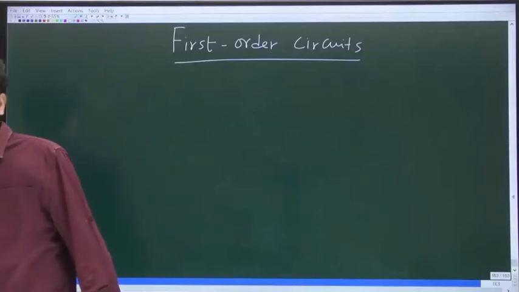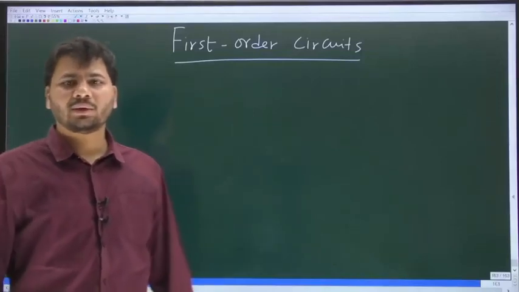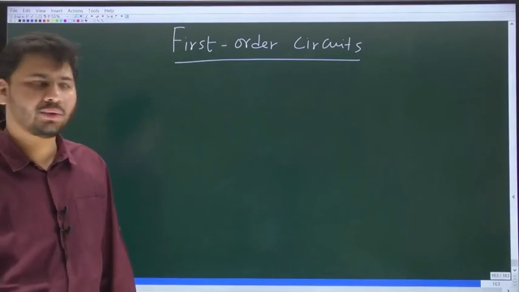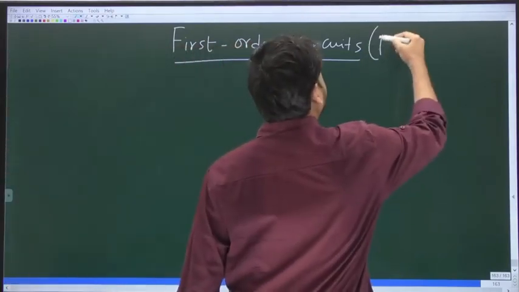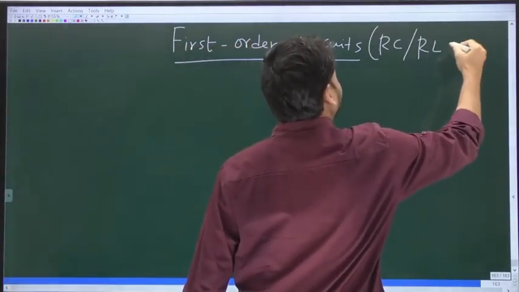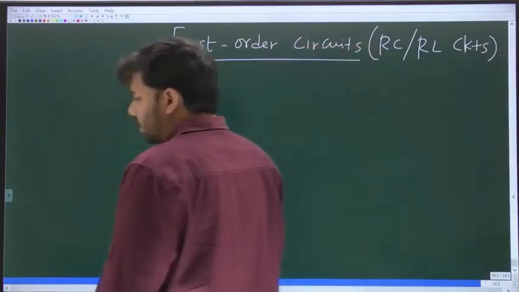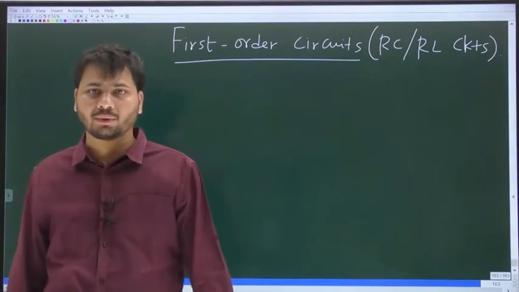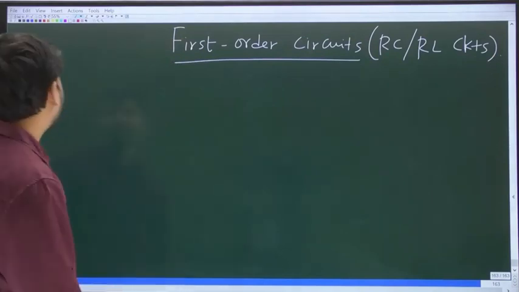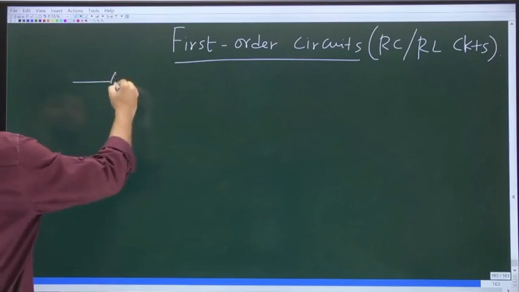What are these first order circuits? They are basically the RC and the RL circuits. RC and RL circuits are called as what? First order circuits. Okay, so let's consider a simple RC circuit.